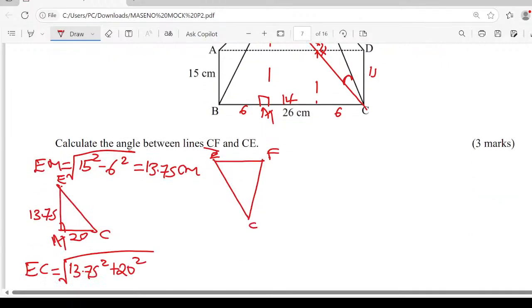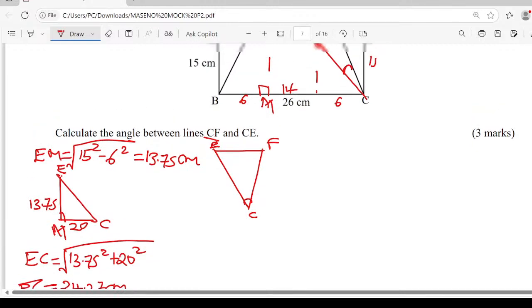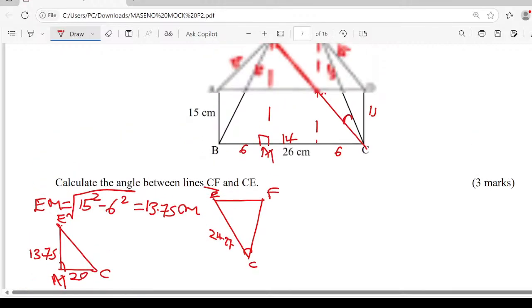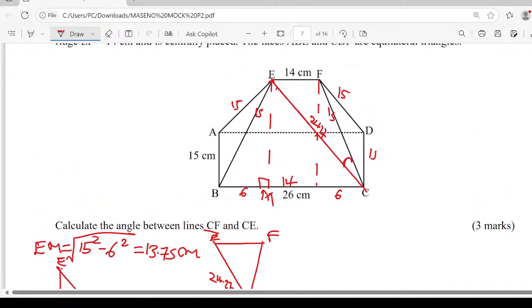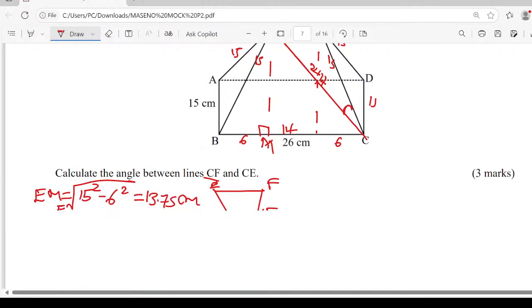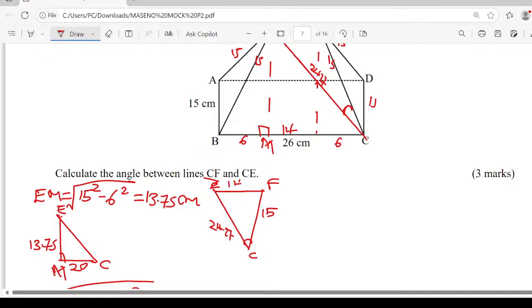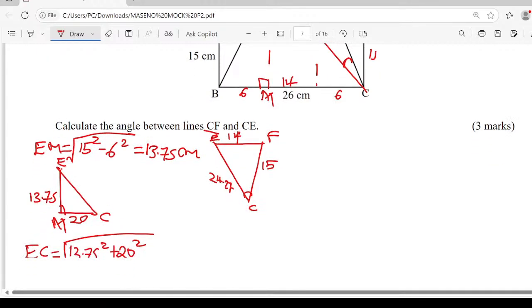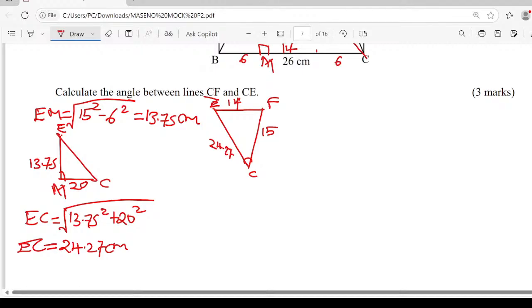The angle between CF and CE is this angle here. EC, I've found as 24.27. Then CF is 15, then EF is 14. So the formula we are going to apply here is the cosine rule. That will be C squared is equal to E squared plus F squared minus 2EF cos C.